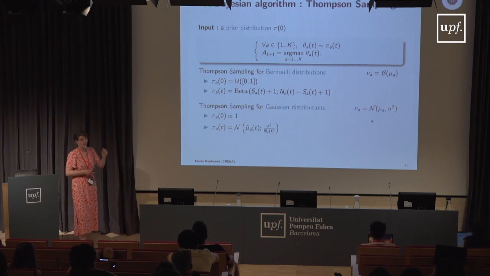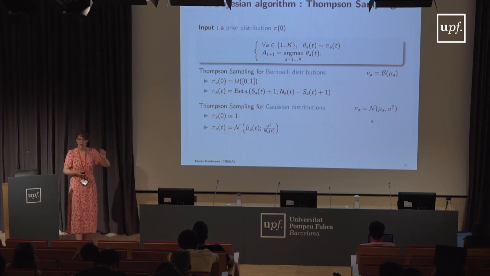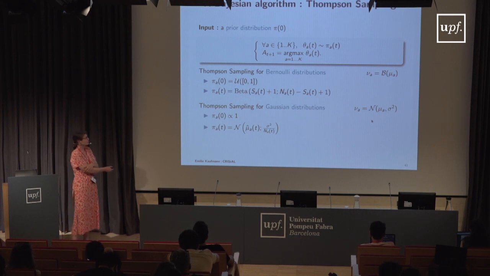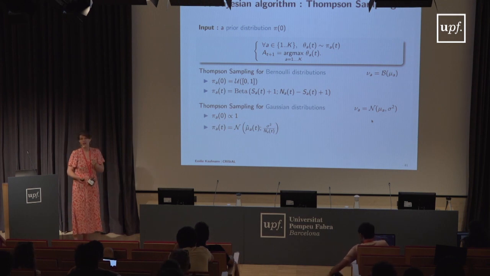And so if you want to implement this with Gaussian distributions, so Bernoulli and Gaussian were my two examples, then you change the prior you put, and you can choose it in such a way. So this is not actually a distribution, but it's what is called an improper posterior in Bayesian statistics. Still, you get your posterior to be a Gaussian distribution with mean mu hat, so the empirical mean, and with variance sigma square over N_a.